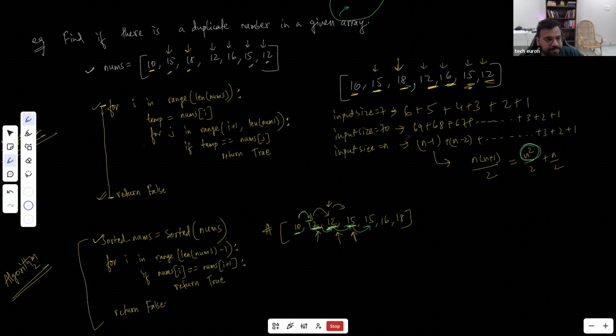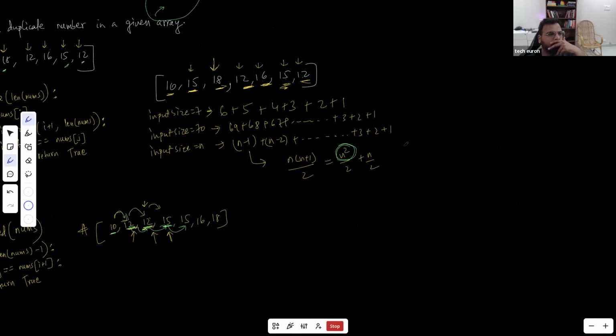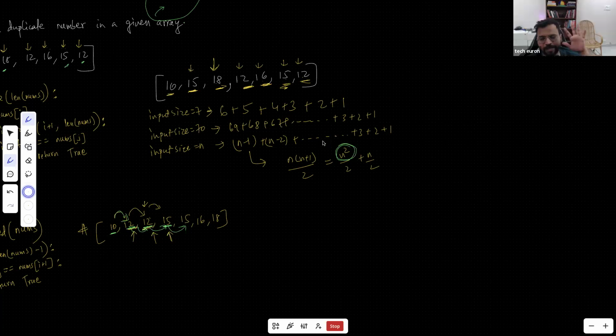What does this mean, that this is n squared? What is the implication of n squared? Roughly, again, I told you in the beginning that we are doing a rough analysis. This is also called asymptotic analysis.